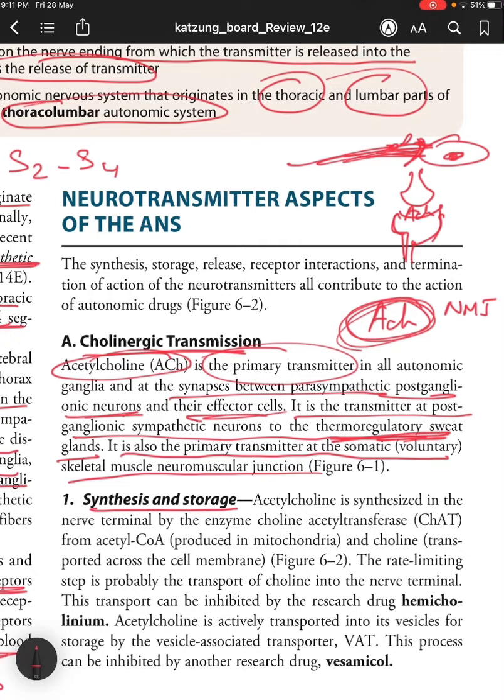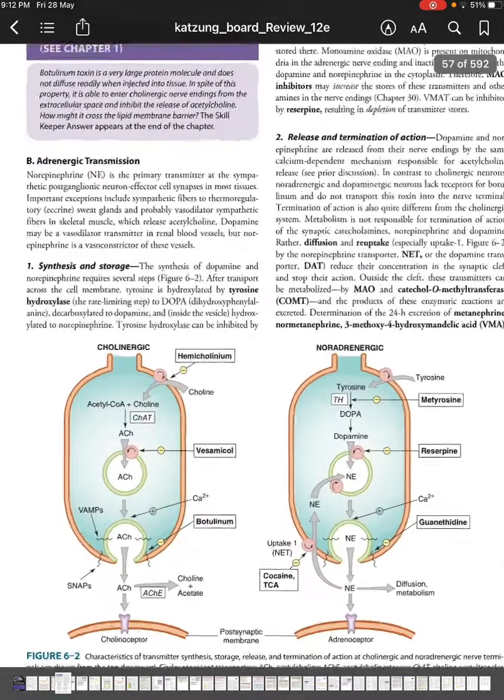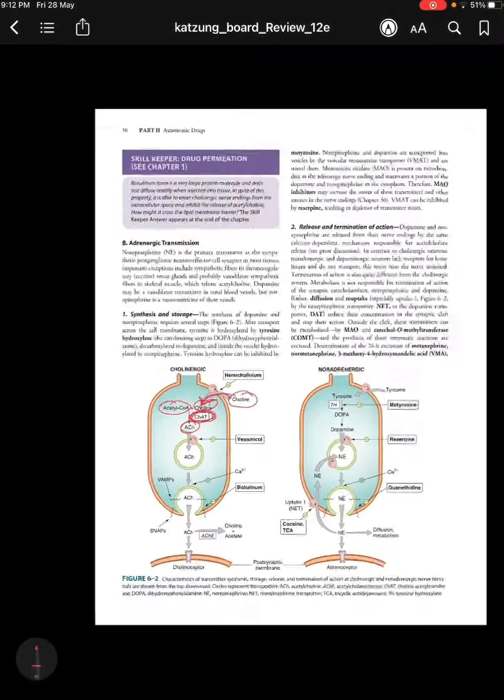So coming to the synthesis and storage, acetylcholine is synthesized in the nerve terminal by the enzyme choline acetyltransferase, or acetylcholine transferase, whatever you want to call it. Choline acetyltransferase works from acetyl-CoA produced in the mitochondria and choline transported across the cell membrane from the systemic circulation. So let us just look at the diagram. You get choline, which is transported through the cell membrane, and then choline acetyltransferase combines acetyl-CoA plus choline to form acetylcholine.